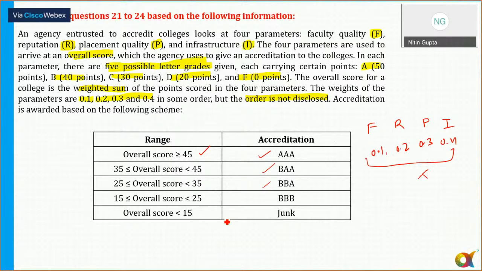Okay. So if I say the weight given to F is F, the weight given to R is R, the weight given to P is P, and the weight given to I is I. So these values F, R, P, I are 0, 1, 2, 3, and 4.